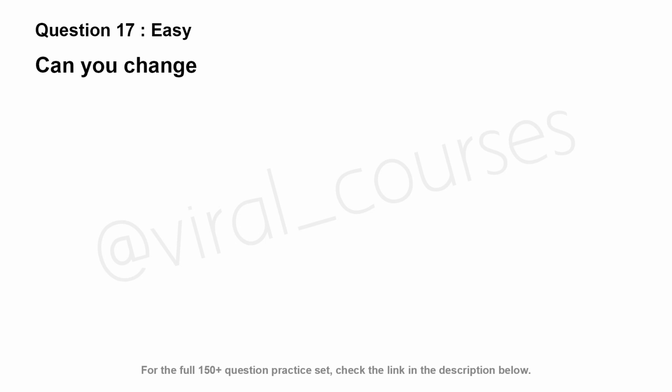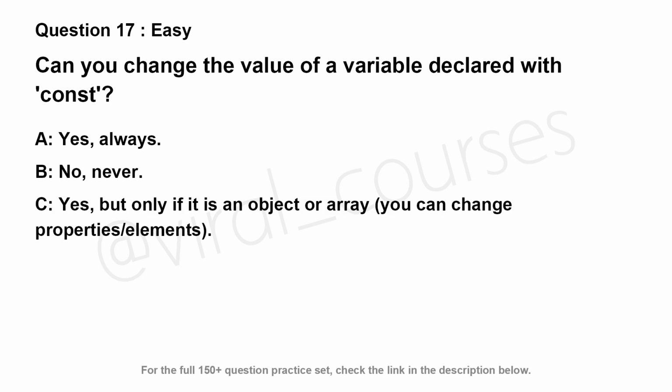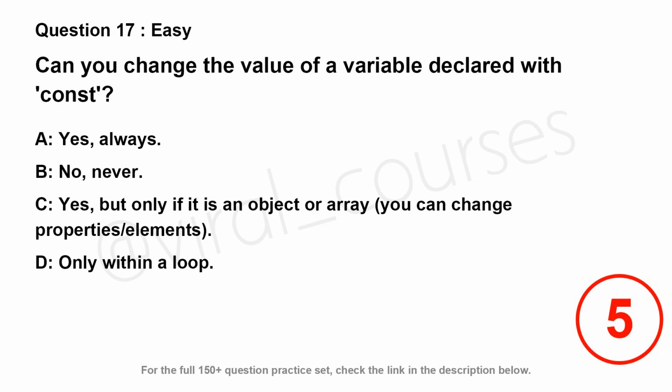Can you change the value of a variable declared with const? Option A, yes, always. Option B, no, never. Option C, yes, but only if it is an object or array. You can change properties or elements. Option D, only within a loop.